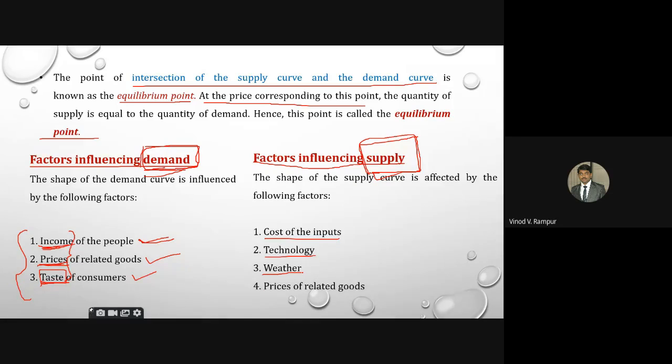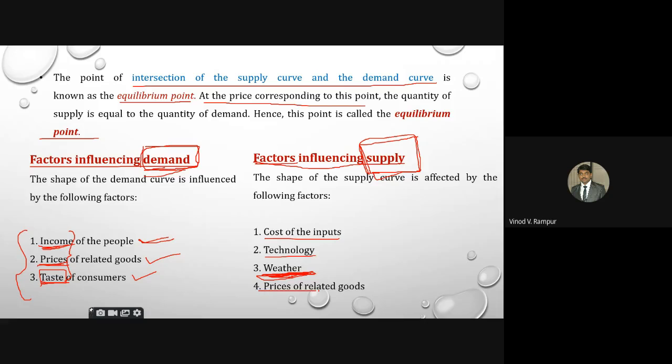Then comes the weather. This is a major criterion or factor. In the summer season we are going to sell more cold products; in the winter season we sell fewer cold products. In a major summer season we are not going to sell sweaters. In a cold or rainy season we require jackets or sweaters and all those things. These depend upon the weather, and that is also a very important factor for the supply.